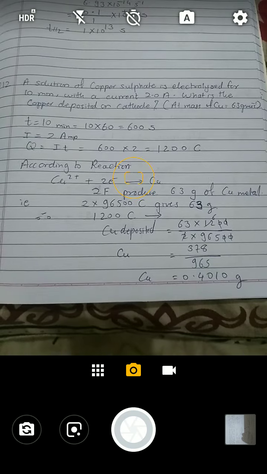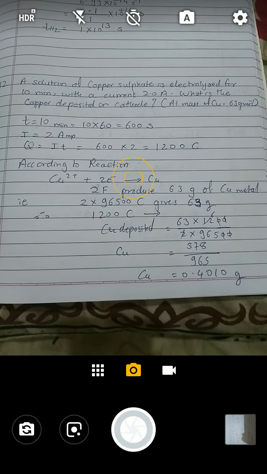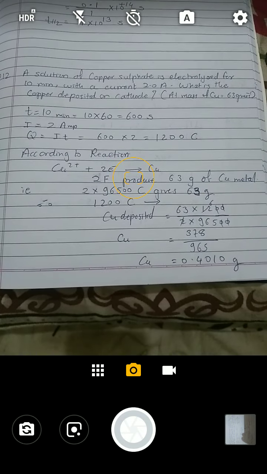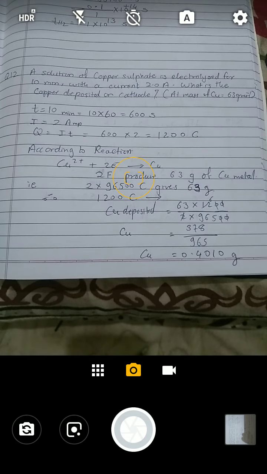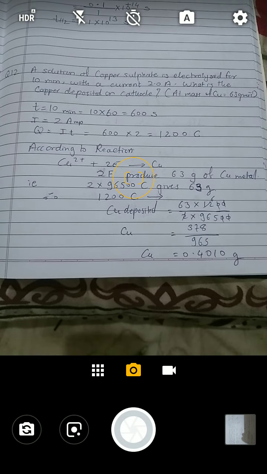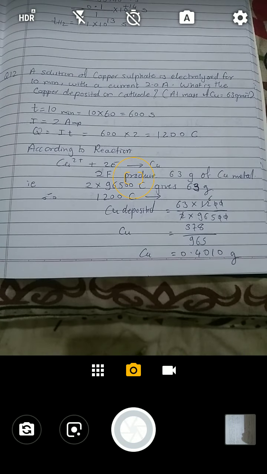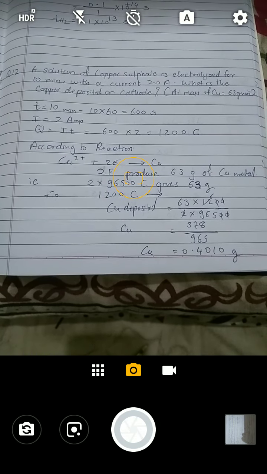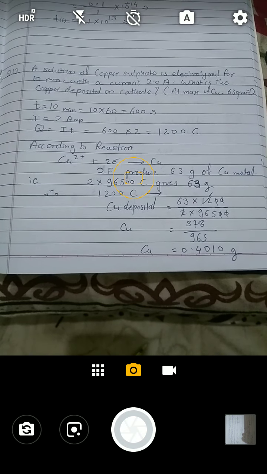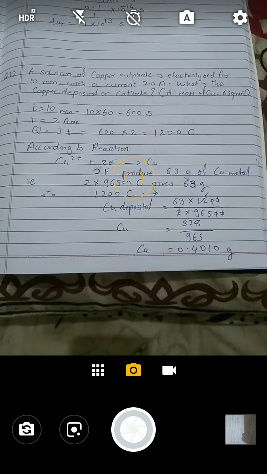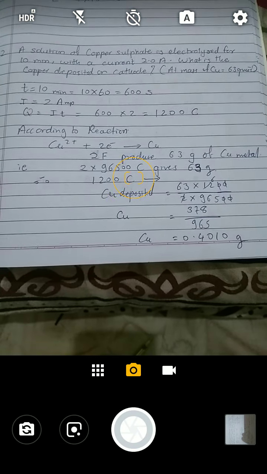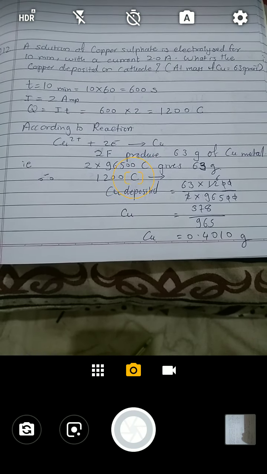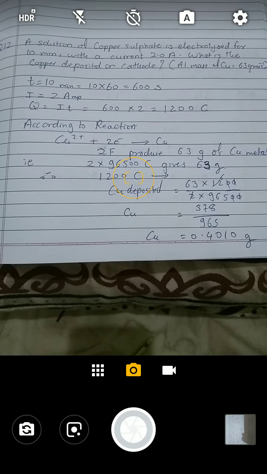Now see the next numerical. A solution of copper sulfate is electrolyzed for 10 minutes with a current of 2 amperes. What is the amount of copper deposited on the cathode? The atomic mass of copper is given, that is 63 gram per mole. Here the time is expressed in minutes, so I have to convert this into seconds by multiplying it by 60. Then 10 into 60 is equal to 600 seconds. The current I is equal to 2 amperes.